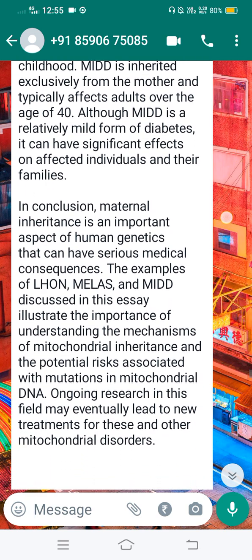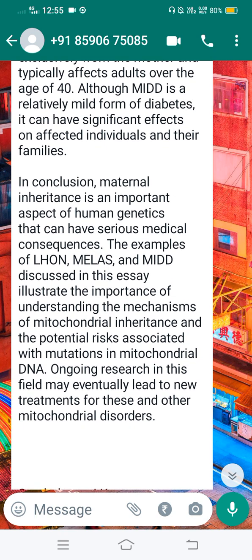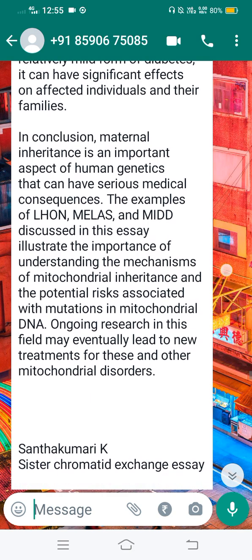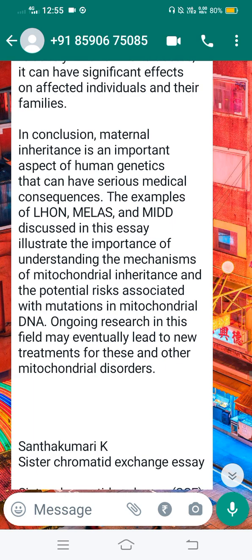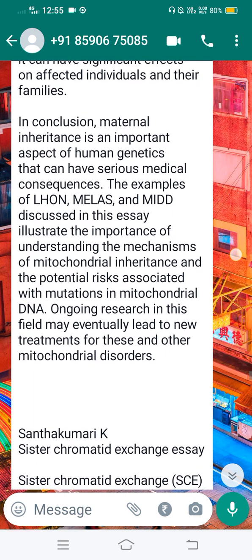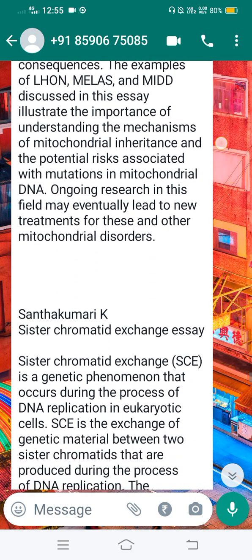In conclusion, maternal inheritance is an important aspect of human genetics that can have serious medical consequences. The examples of LHON, MELAS, and MIDD discussed in this essay illustrate the importance of understanding the mechanisms of mitochondrial inheritance and the potential risks associated with mutations in mitochondrial DNA. Ongoing research in this field may eventually lead to new treatments for these and other mitochondrial disorders.